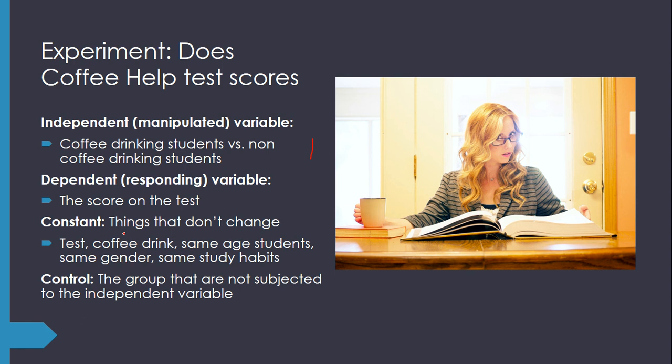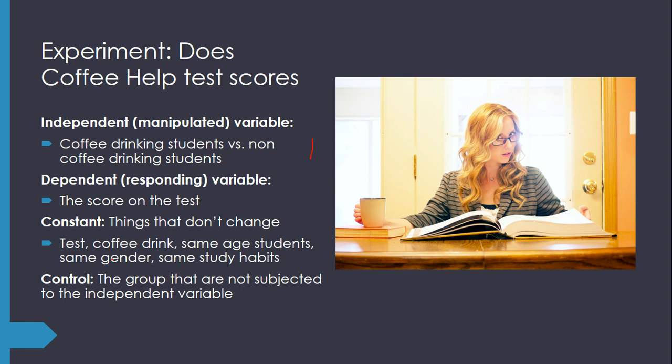So control and constant do get jumped around a lot, but the constants are things you want to keep the same for both groups. The control group is the one that is not being subjected to the independent variable, or the thing you're trying to test, basically. So the ones who are not in that.